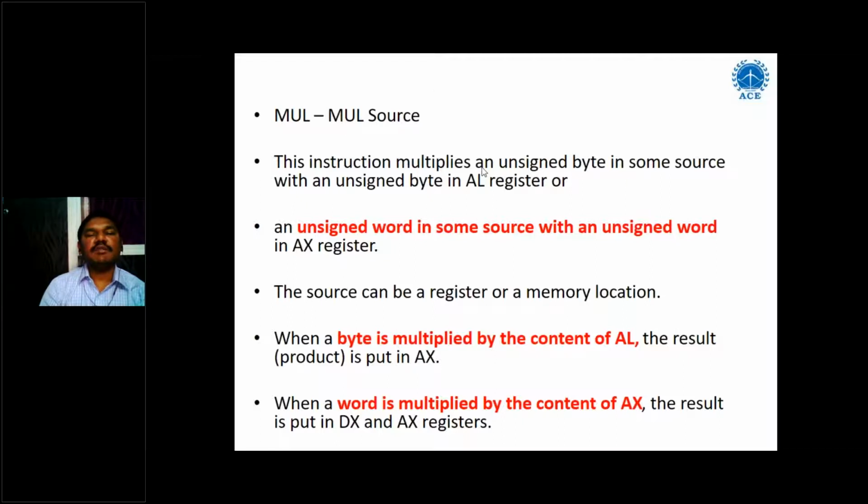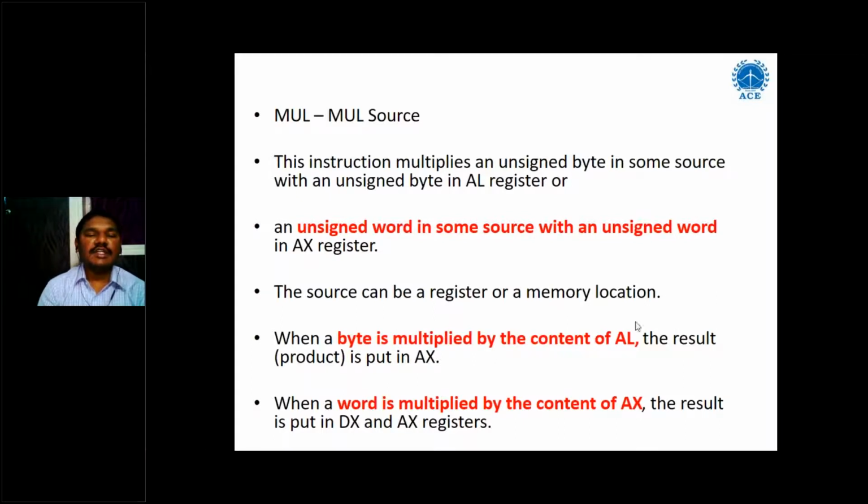This instruction multiplies an unsigned byte in some source with an unsigned byte in the AL register. So if the multiplication is between byte and byte, it will take by default the content of AL and the source value. Next, an unsigned word in some source with an unsigned word in the AX register. Suppose it is word to word multiplication, meaning 16-bit multiplication, then the source also must be 16-bit, and by default it takes the content of AX to multiply the two numbers.